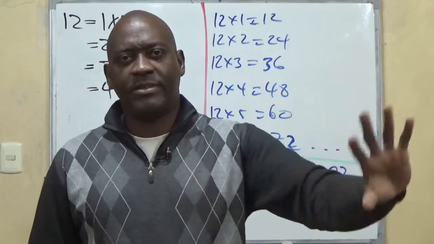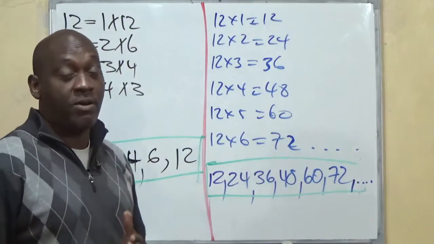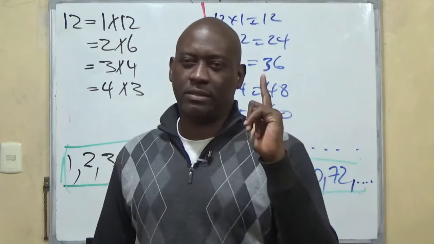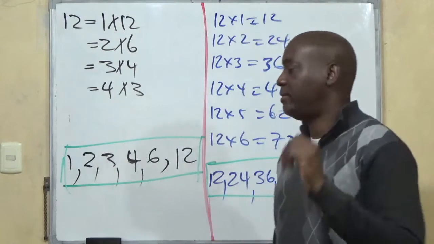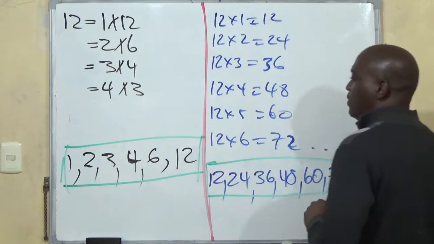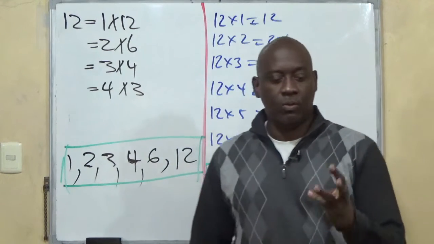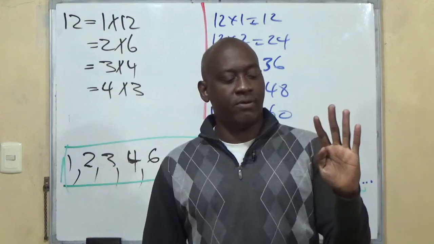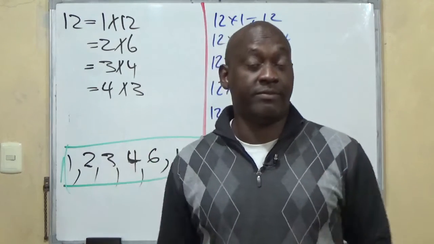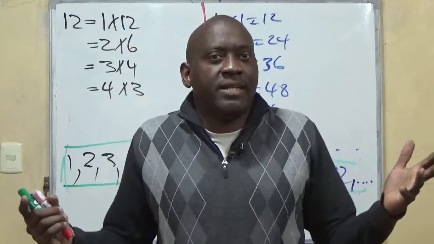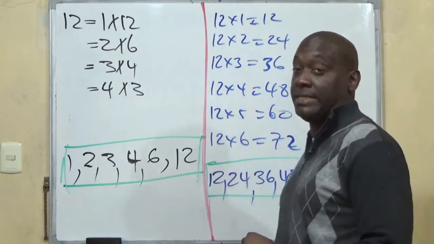Multiples. Infinite. Never ending. Never stops. Factors, however, are finite. F for factors, F for finite. So in 12, we only have 6 factors. We only have 6 factors of 12: 1, 2, 3, 4, 6, and the number 12 itself. And that's basically it. And you could do this with any other number that you care to choose.